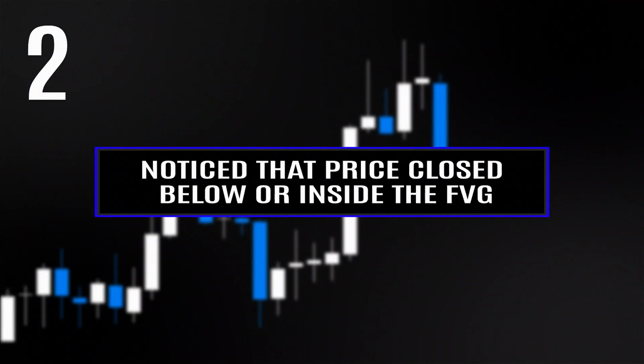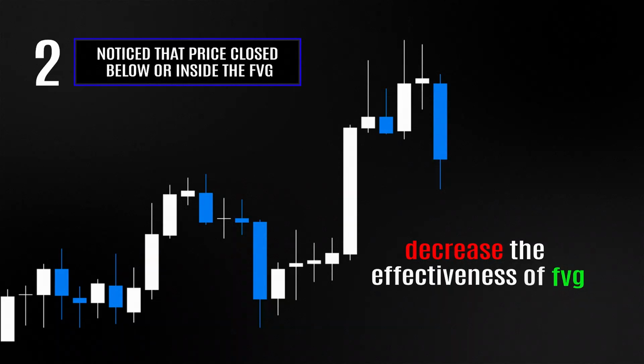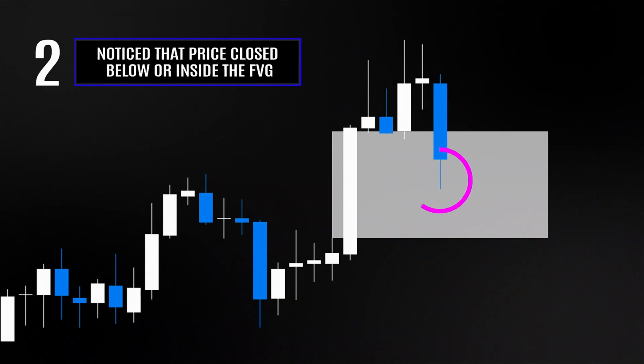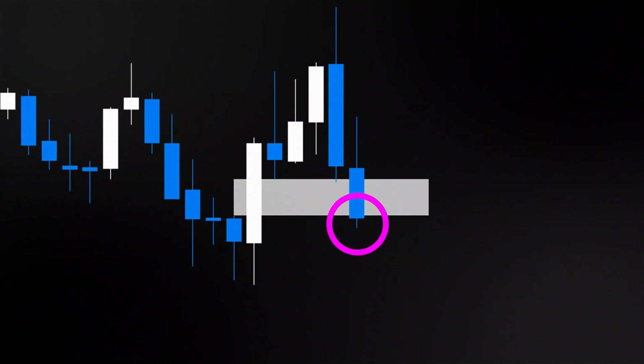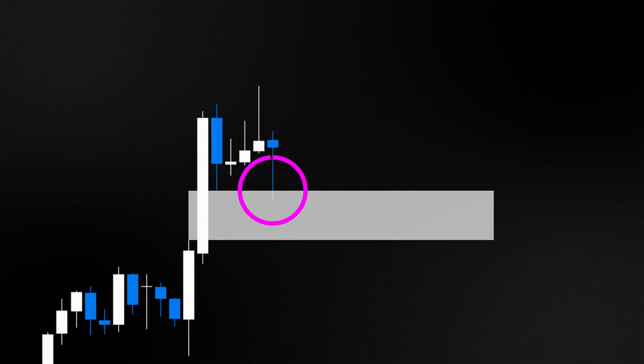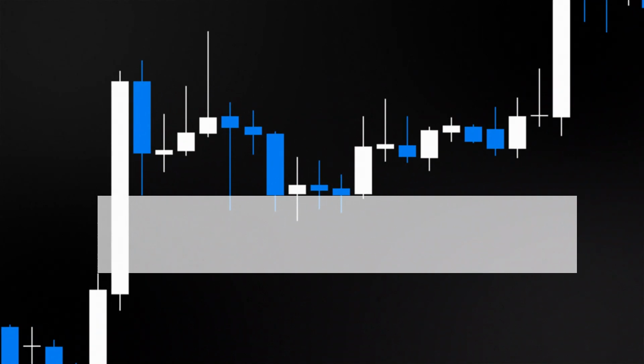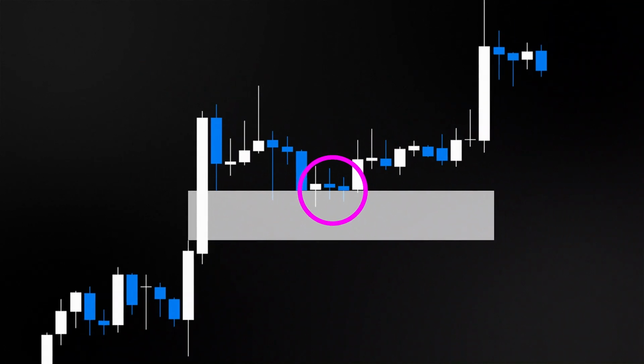Number 2. If you spot a fair value gap, also notice whether price closed below or inside the fair value gap, because that decreases its effectiveness. If price closes inside the fair value gap, it means the fair value gap has a low chance of winning. But if price breaks the fair value gap with a large candle, it means the fair value gap is invalid. If price closed outside the fair value gap, it means the fair value gap has a high probability of winning. So the best fair value gap entry is when price closed outside the gap. When you see a fair value gap on the chart, make sure the candle closed outside the gap.